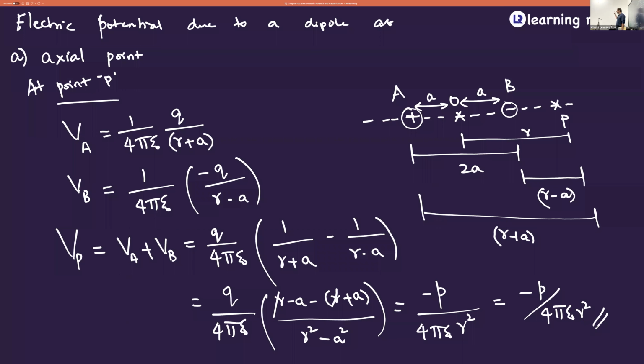When you calculated the electric field, you got r cube. The denominator will be r cube. I am not talking about the numerator. For electric field at an axial point, the denominator was r cube, whereas for electrostatic potential, the denominator will be r square. Am I clear with that? Right? You can make a note of this.